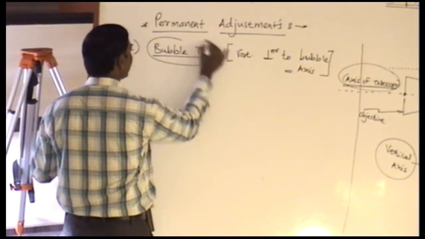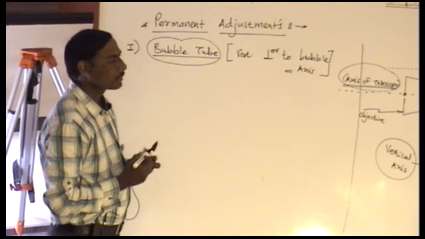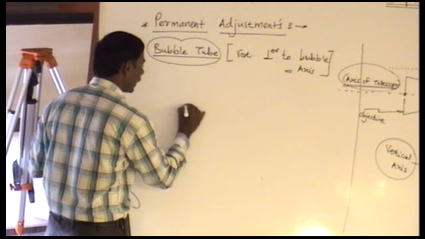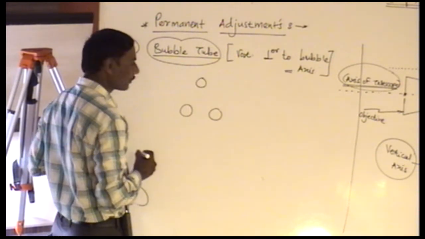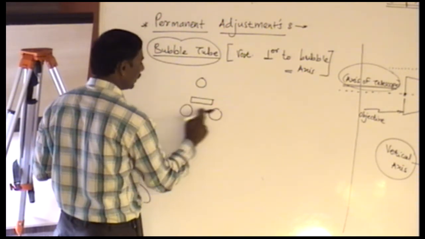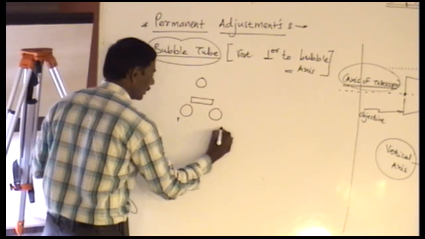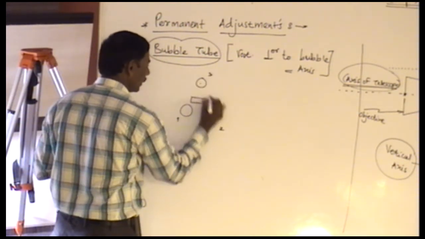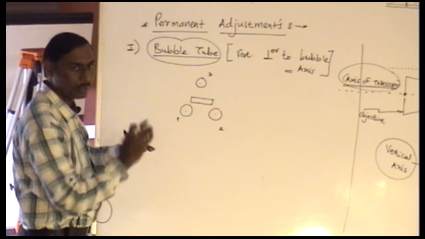So this adjustment is called the bubble tube adjustment. Now how is it to be checked? I told you that after leveling we are working with the three foot screws. First of all, we bring all three screws to the center of their run. So this is the first, second and third foot screw. They are at the center of their run so that you will have an equal margin to go up and go down.